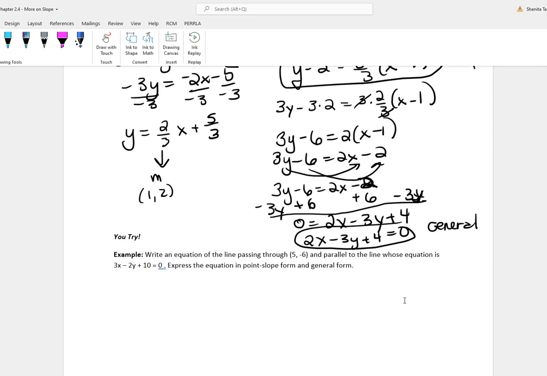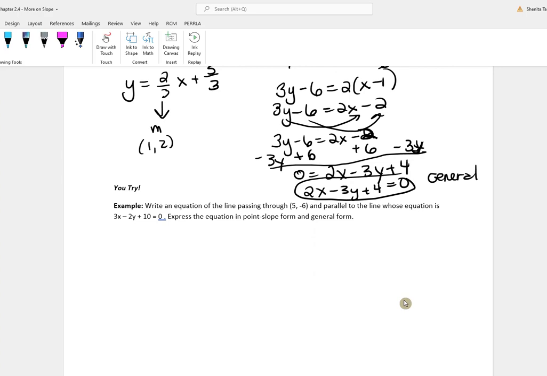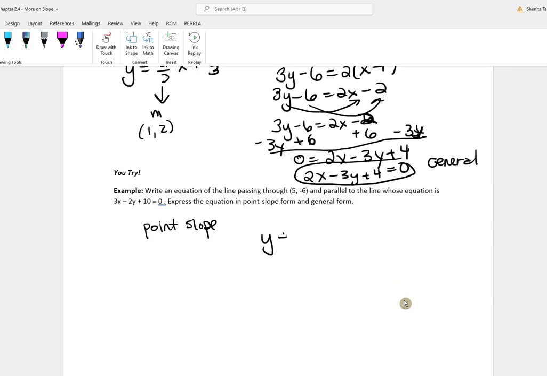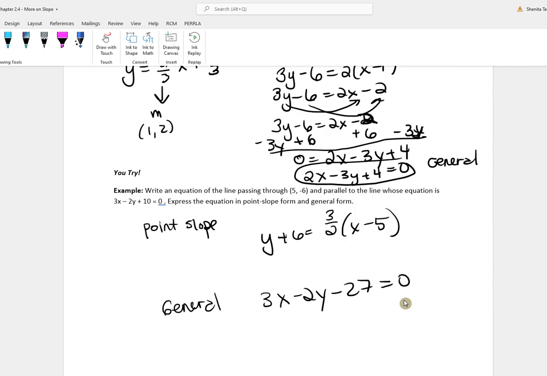All right. So the next problem is a U-try problem. I'm not going to work it out, but I'm going to put the answers up here. Your point slope form will be y plus 6 equal to 3 over 2 x minus 5. And then your general form would be 3x minus 2y minus 27 equal to 0.